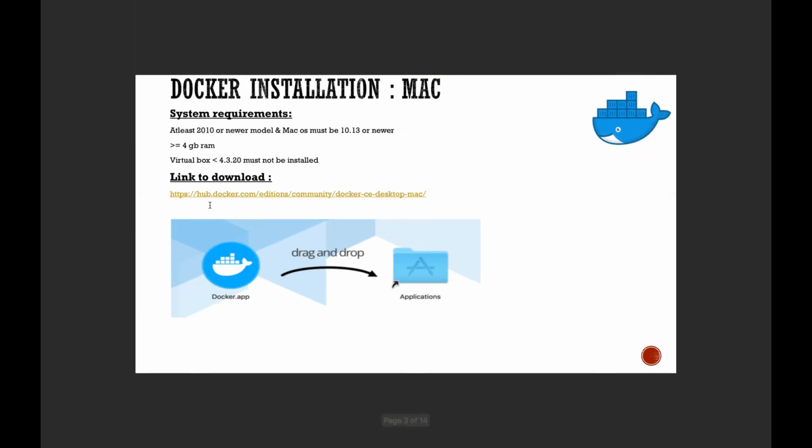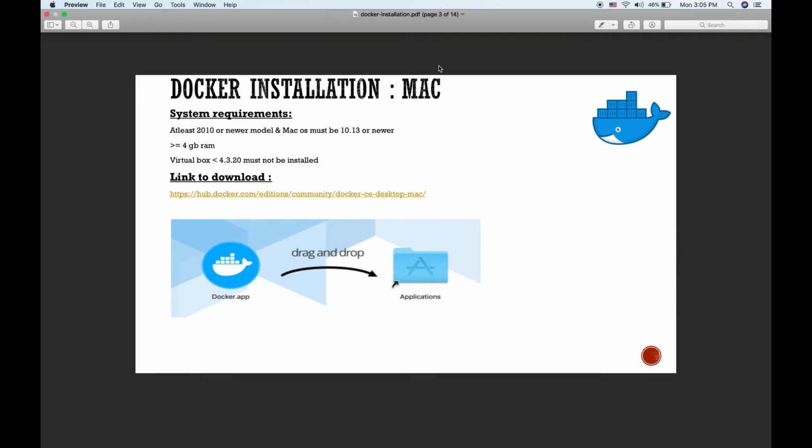So before that, let's get started with the installation part. First, we'll go through the Mac installation. The system requirement is that your Mac should be a 2010 model or a newer model, your OS should be equal to or greater than 10.13, and it should have RAM of greater than or equal to 4 GB. And VirtualBox we need to install, which should not be less than 4.3.20. This is specifically needed for the Dockerization part and for our hands-on part.